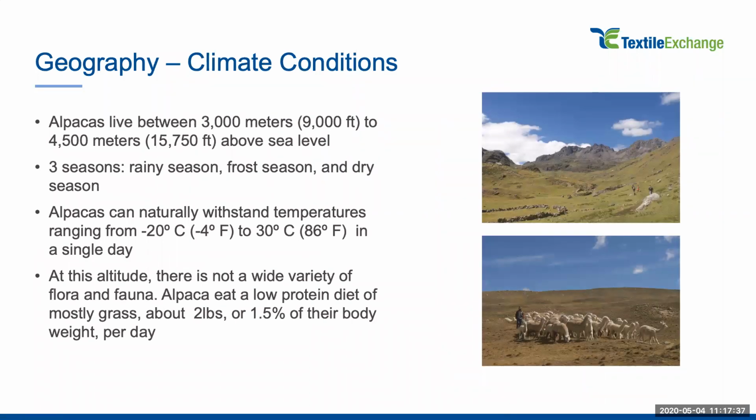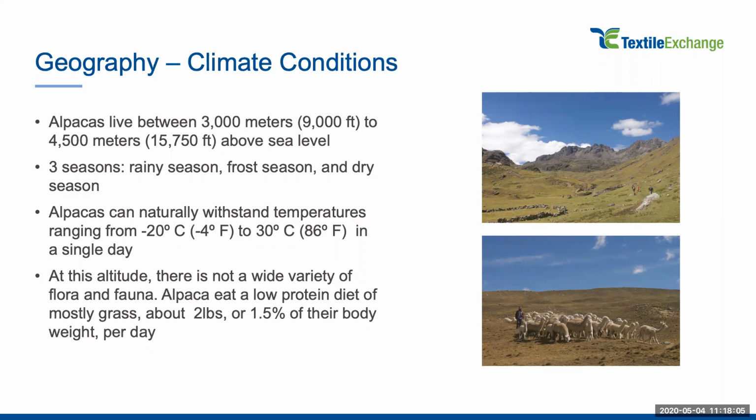As I mentioned, the alpaca lives between 3,000 meters, which is 9,000 feet, to anywhere up to 15,750 feet or 4,500 meters. So very, very high. There are 3 seasons that exist, which are rainy, frost, and dry season. So an alpaca in a single day can withstand a temperature between -4 degrees Fahrenheit to 86 degrees Fahrenheit, which is -20 Celsius to 30 degrees Celsius.